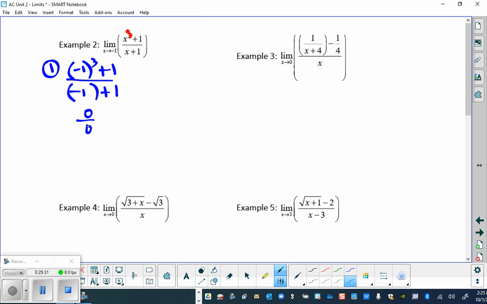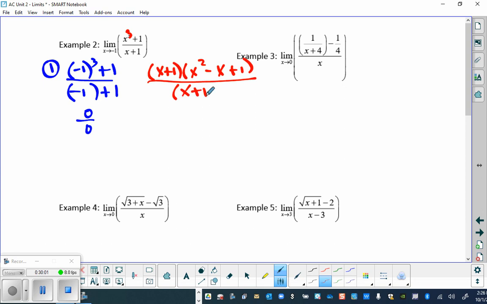So we don't resort to these techniques until we end up with one of the indeterminate forms, either 0 over 0 or infinity over infinity. All right. So I'm going to go ahead and try to factor this. Because it's the sum of 2 perfect cubes, I know I have the same sign, and then the opposite sign, and then always positive.